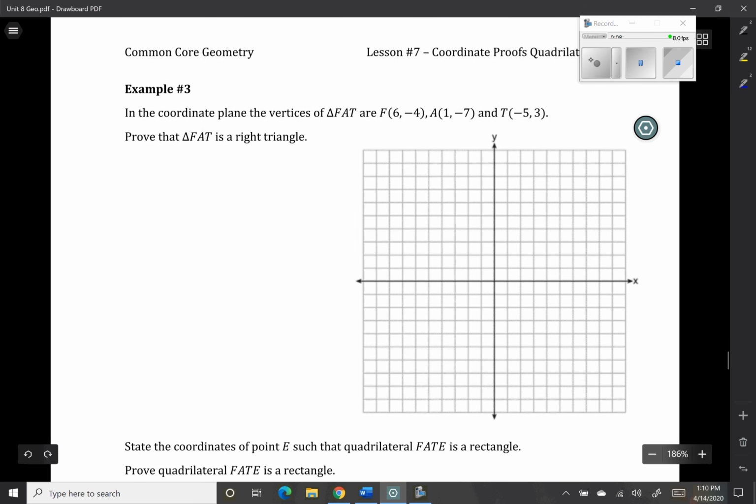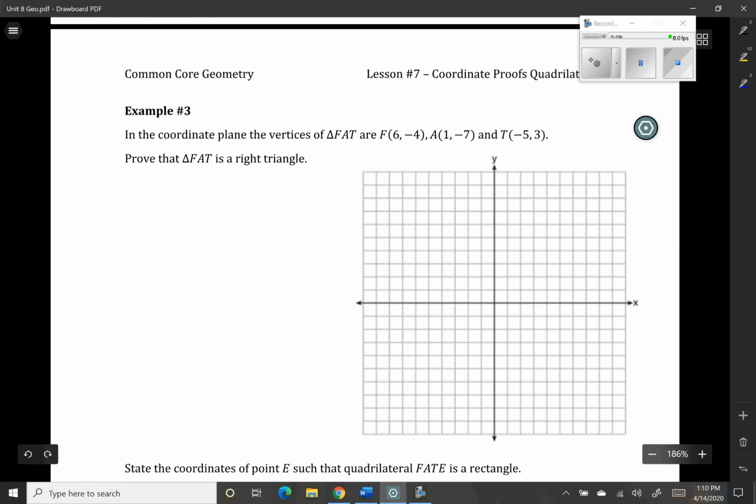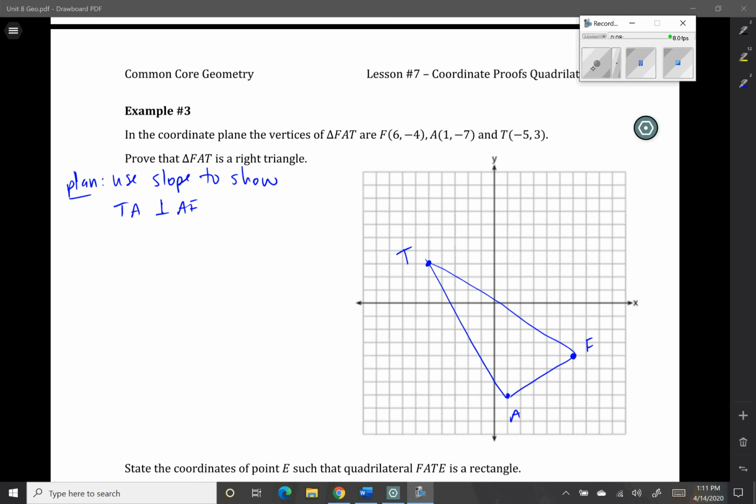All right, let's try another one here. It says to graph triangle FAT and prove that triangle FAT is a right triangle. We did this in lesson 6. So again, pause the video and see if you can complete this entire proof yourself. If you have to, look back at your notes from lesson 6 on how you can prove something's a right triangle. All right, so I graph my 3 points.